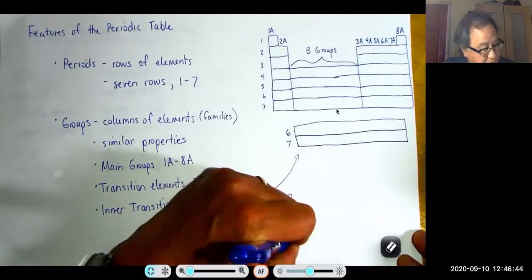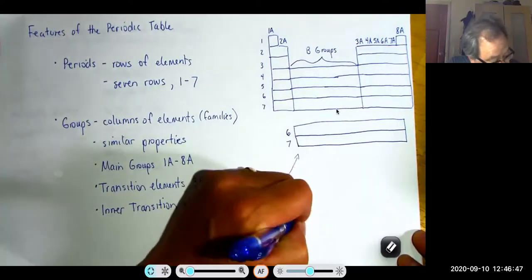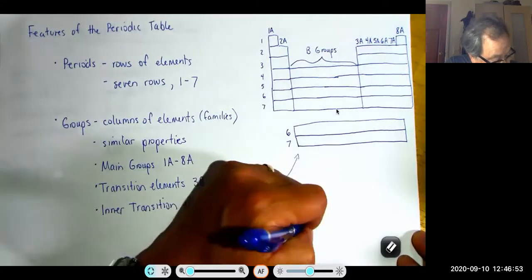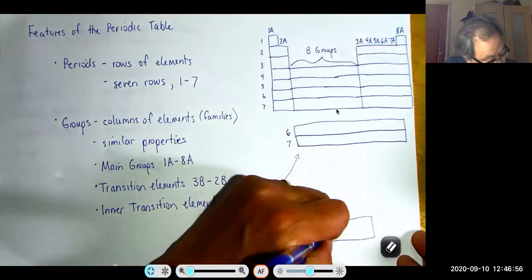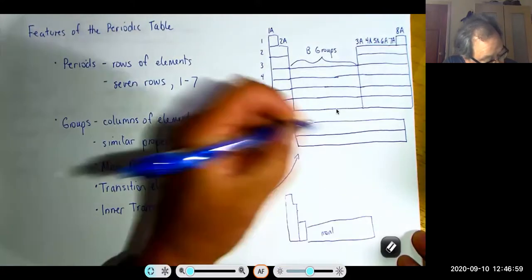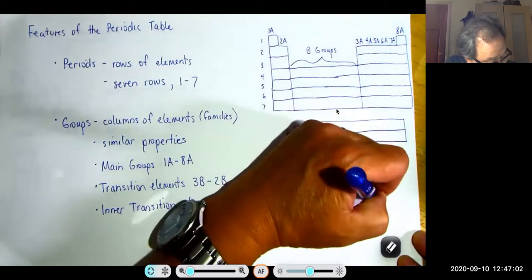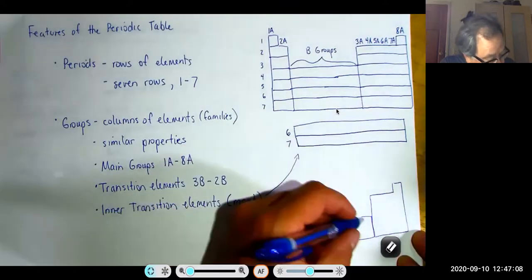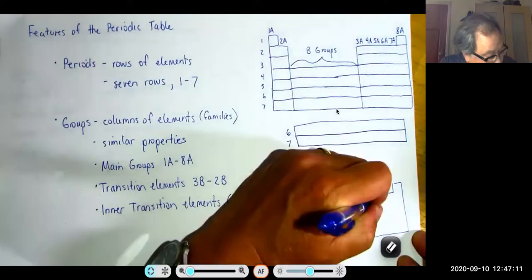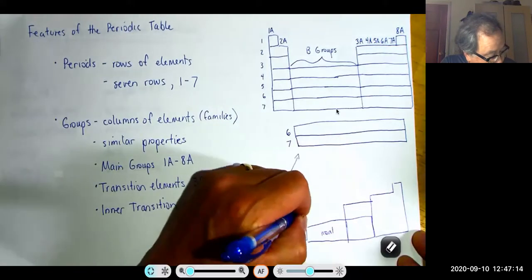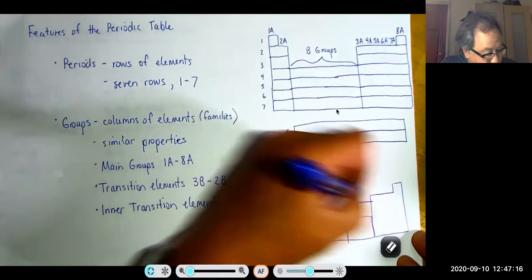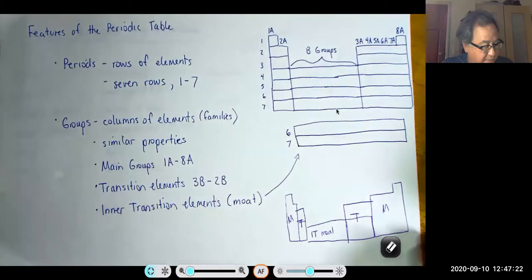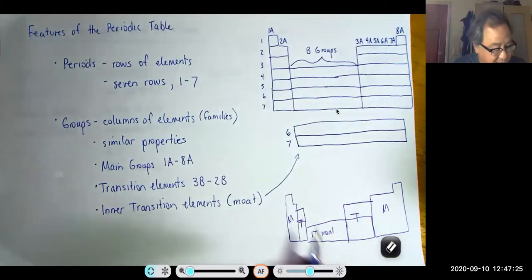So there's a tower. This would be there. This would be the moat. And then it would continue. Oops, I made a mistake. We'll call this the rest of the inner transition elements. So this would be main, transition, and inner transition elements. So you kind of expand the periodic table, and a lot of people call this the expanded periodic table.